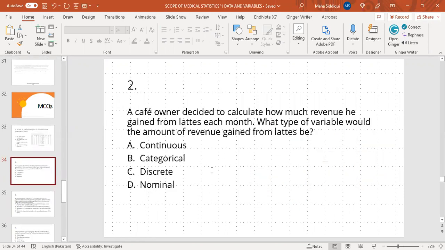MCQ number 2. A cafe owner decided to calculate how much revenue he gained from lattes each month. What type of variable would the amount of revenue gained from lattes be? Continuous, categorical, discrete, nominal. A, continuous. Yes, A, it is continuous.